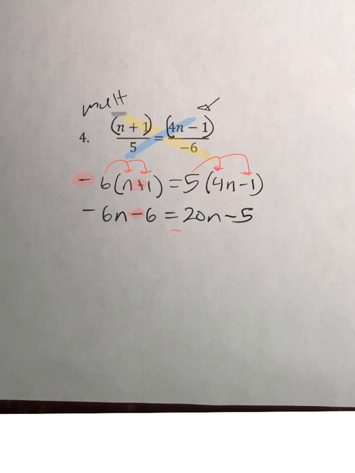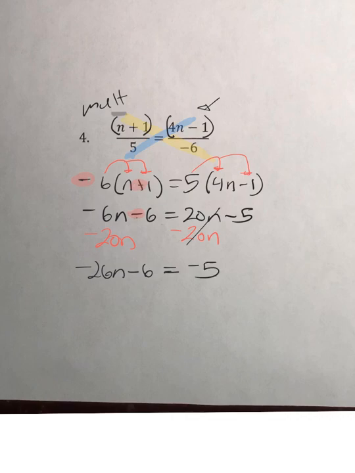But I'm going to choose to undo the 20n by subtracting 20n. So I can get all the n's on one side. So that gives me negative 26 n's. And I still have a minus 6. I don't have any more n's on this side anymore. But just have the constant negative 5.